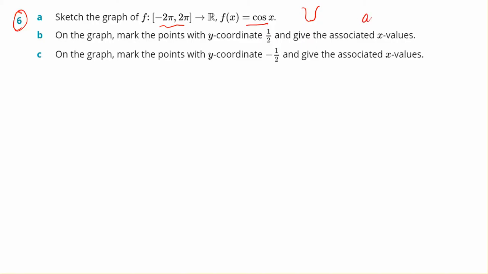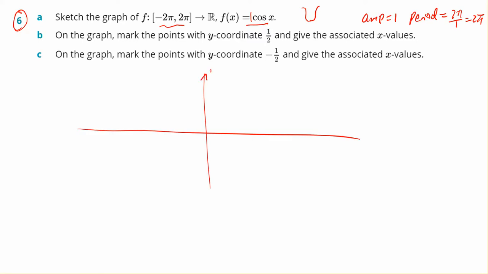Now the amplitude is 1 in this case because the number in front of the cos x is 1. And the period is 2 pi over n. N's the number in front of the variable, which is just 1. So it's 2 pi on 1, which is just 2 pi. Okay, so essentially it's asking us to draw two cycles of it.